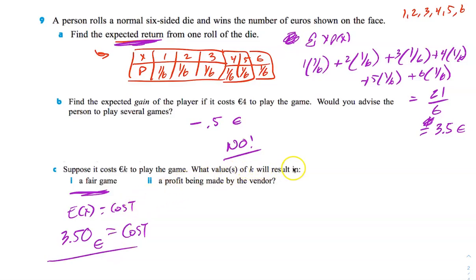And what value of K will result in a profit being made by the vendor? Now again, the vendor is the person setting up the game, not the player. Well, 3.50 is the break-even point. Anything that costs more than 3.50 is a profit made by the vendor. If you charge less than 3.50 to play, then it's going to be profit for the player. So anything bigger than 3.50 euros, the vendor makes money. The house always wins. So there's that one.